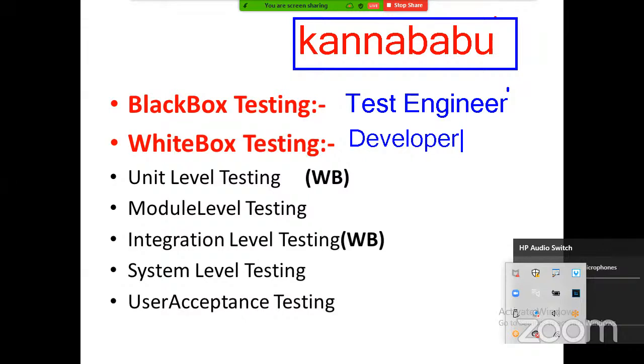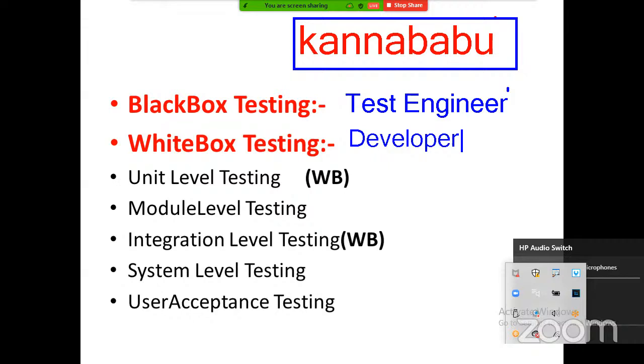That type of testing is called unit level testing. Testing is basically divided into five types: unit level testing, module level testing, integration level testing, system level testing, and user acceptance testing. Did you understand? Your total testing is divided into how many types? Five types. First is unit level testing. Second is module level testing. Third is integration level testing. Fourth is system level testing.